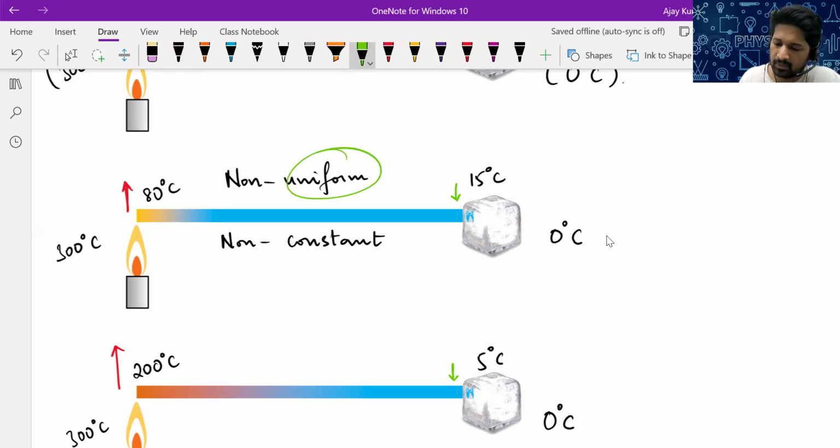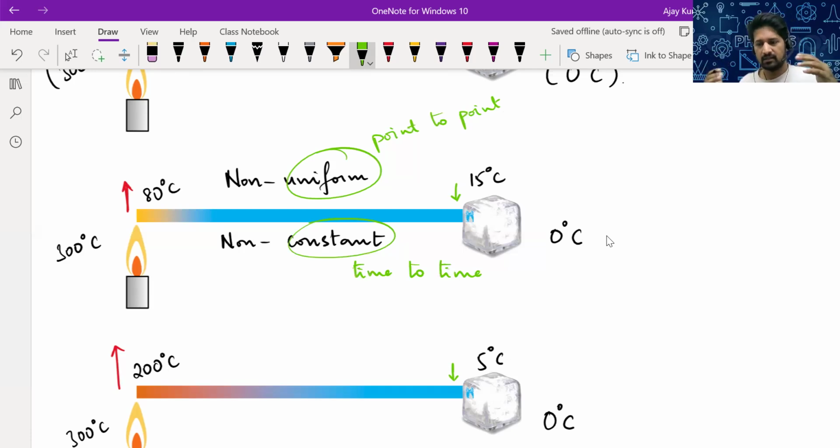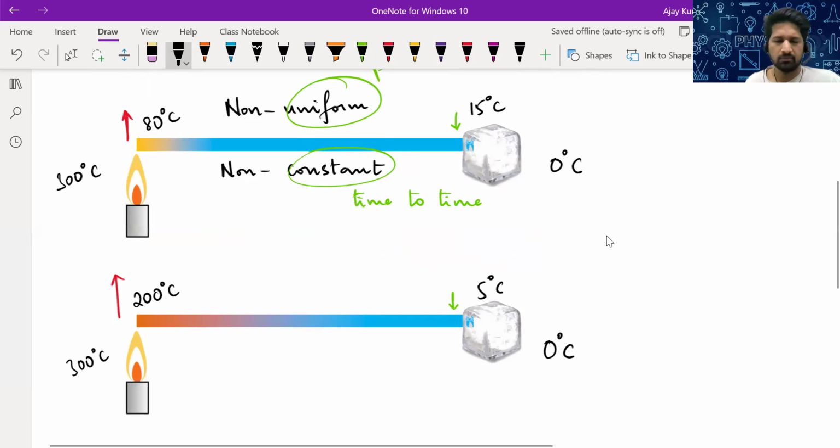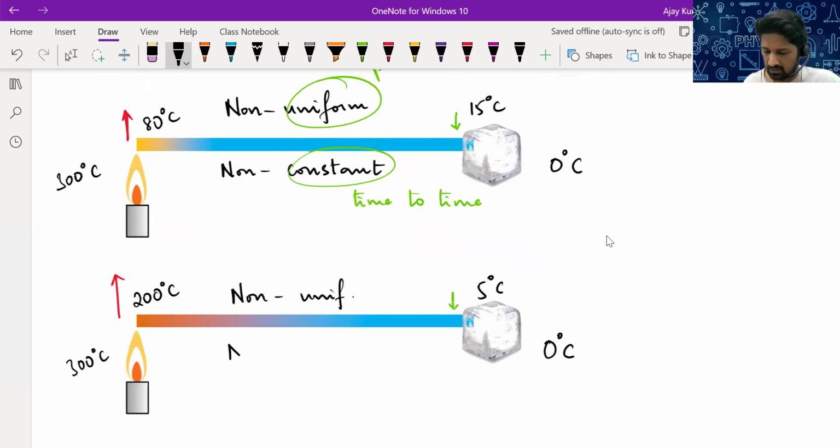Uniform is with respect to space, meaning point to point. Point to point, if there's a variation in temperature, you say it is non-uniform. Constant is with respect to time. So time to time, if it is changing, then you say it is non-constant. So as the temperature is increasing on one end and decreasing at the other end, it's both non-uniform and non-constant. Next, after some more time, we assume left hand comes to 200, right hand comes to 5 degrees. It's definitely non-uniform, and the temperatures have still not reached the stable values. So it's still non-constant as well.